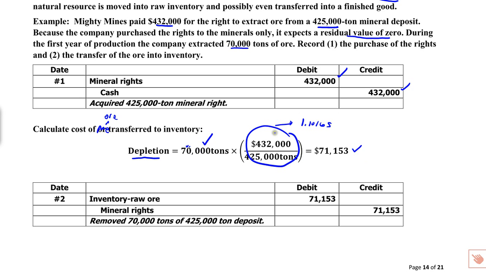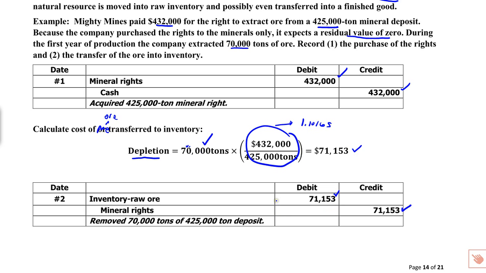And does that make sense? You have 432, which is roughly 1/6. So 70 over 425 is about 1/6 of it, and that's about right. So it's about 1/6 of the total cost. Now you reduce the mineral right asset and you transfer it to inventory raw ore.